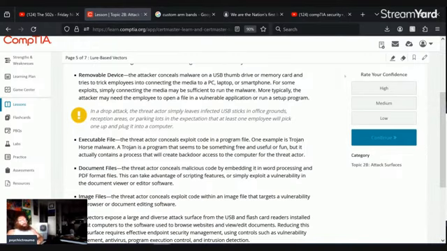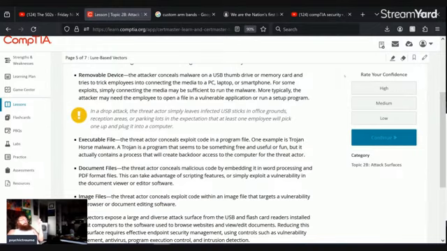Executable file. The threat actor conceals exploited code in a program file. One example is Trojan horse malware. A Trojan is a program that seems to be something free and useful or fun, but it actually contains a process that will create backdoor access to the computer for the threat actor.